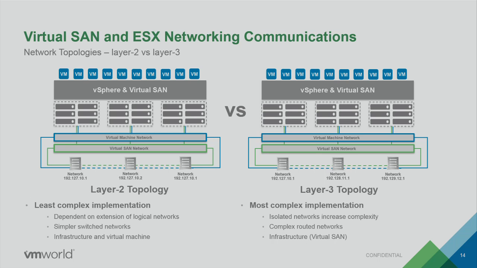The other one is layer 3 topology. This is going to be more complex. This is typically environments that are larger, where you're spanning across multiple cabinets. You're leveraging the fault tolerance. And you're actually routing multicast, which is not quite as bad as it sounds, I promise.